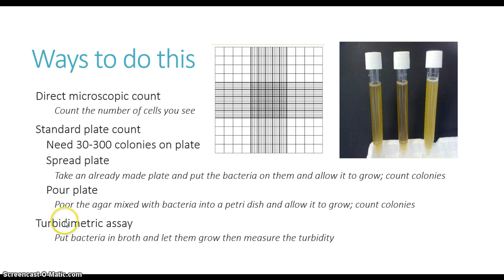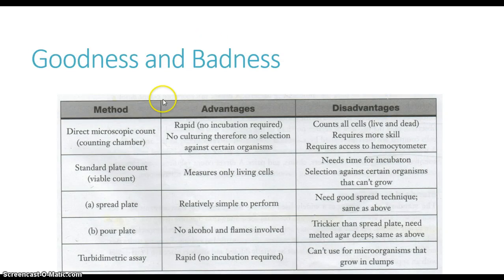The last one is turbidimetric assay. This is where you put a culture into a broth tube, and then you measure how turbid it is relative to a blank sample. You just put it through a spectrophotometer, and then you can do some calculations and find out the growth of it. And so those are three ways. There are advantages and disadvantages to each one of these.